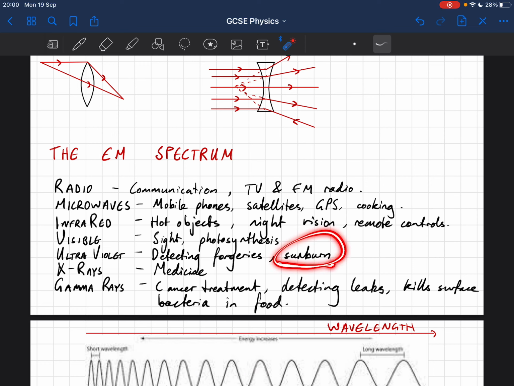It comes from the sun. Anything that's really, really hot will emit ultraviolet waves. I think the temperature is something like 4,000 degrees Celsius. Anything above that will emit UV light and will give you sunburn or even skin cancer.